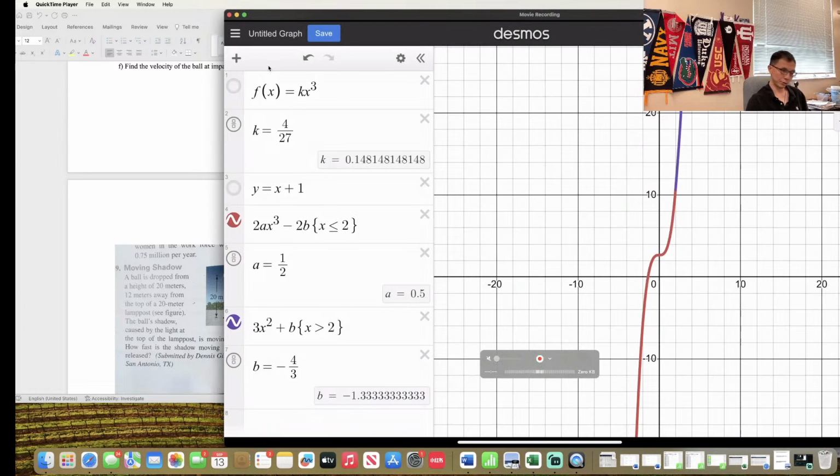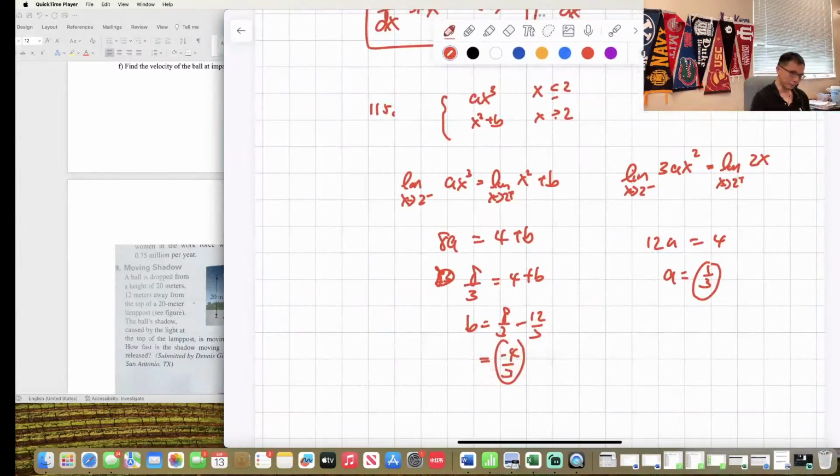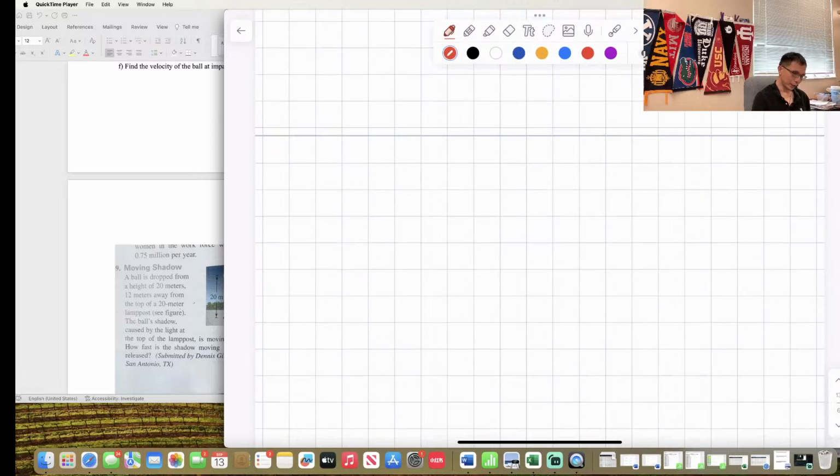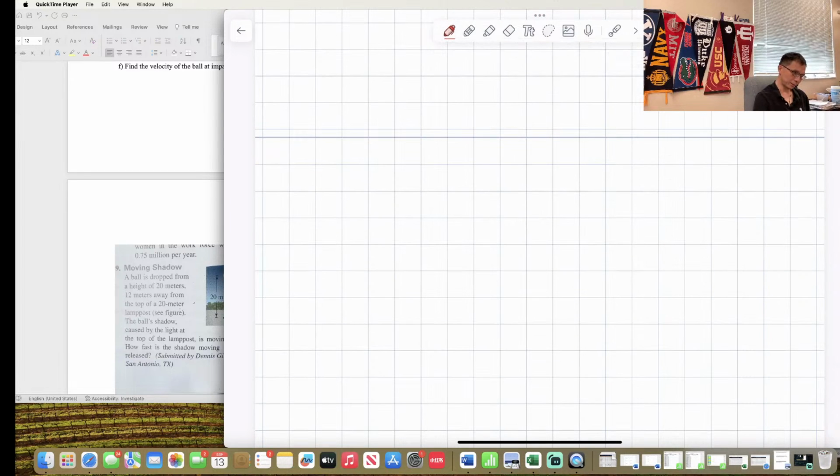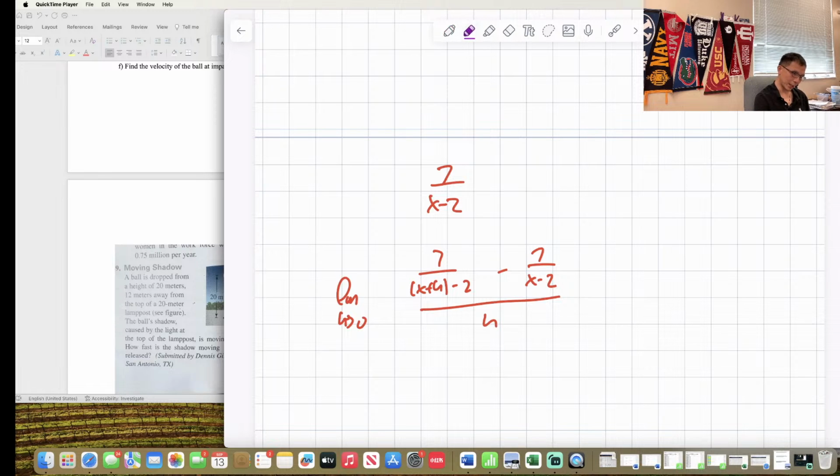All right, so we can go through all the questions here. The quiz was, what's the first question? 7 over x minus 2. So 7, limit h approaches 0, 7 over x plus h minus 2 minus 7 over x minus 2, over h, right? So what do I need to multiply this side by? I need to multiply this side by x plus h minus 2 over x plus h minus 2, and this side by x minus 2 over x minus 2.